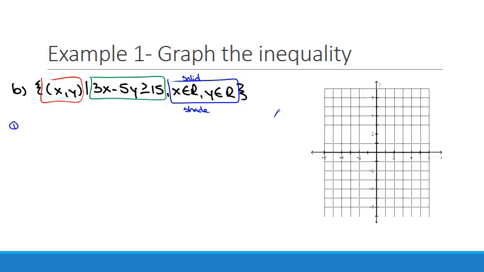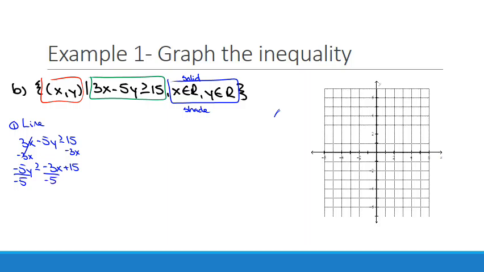So step 1, we're going to worry about this line. So 3x minus 5y is greater than or equal to 15. Once again, I want to rearrange this into slope-intercept form, so I'm going to isolate that y. So subtract 3x, subtract 3x. Negative 5y is greater than or equal to negative 3x plus 15. Then I divide by negative 5.